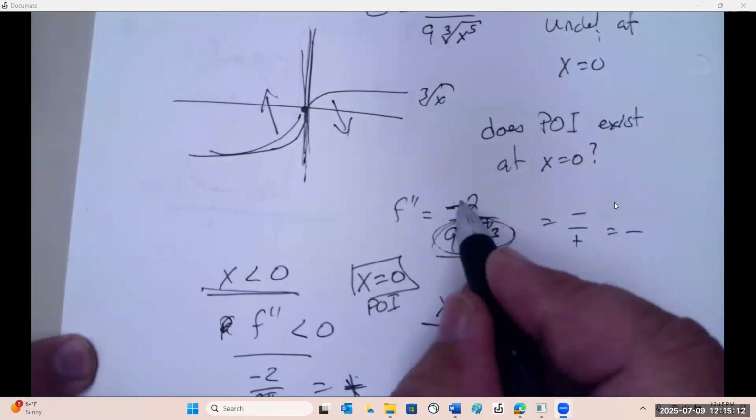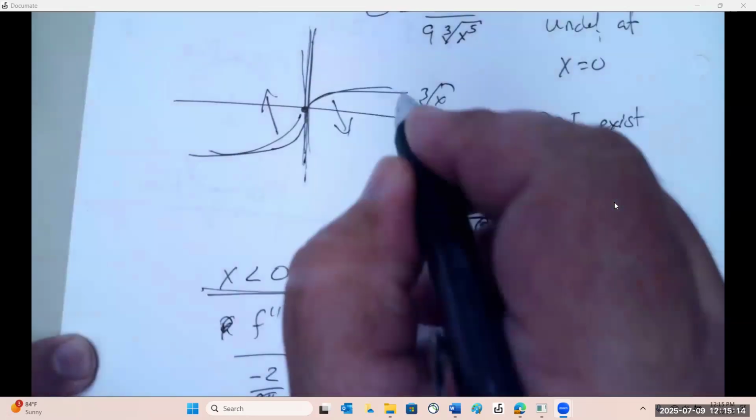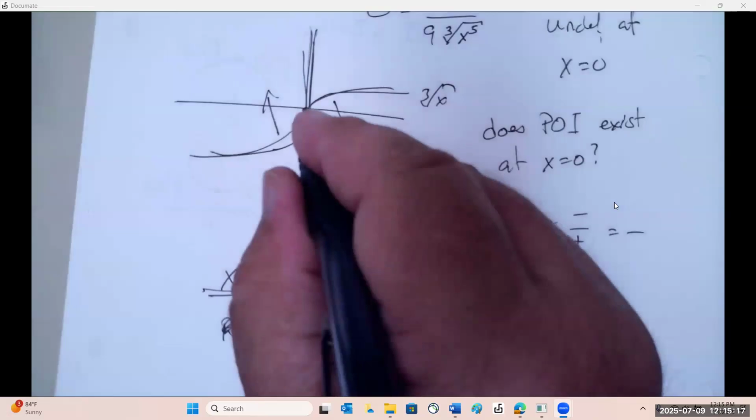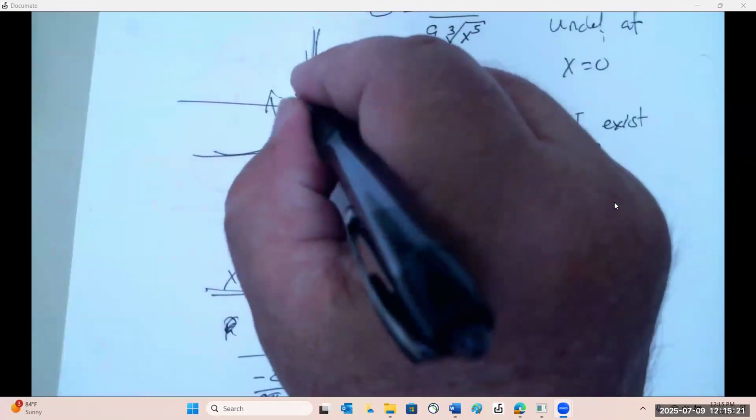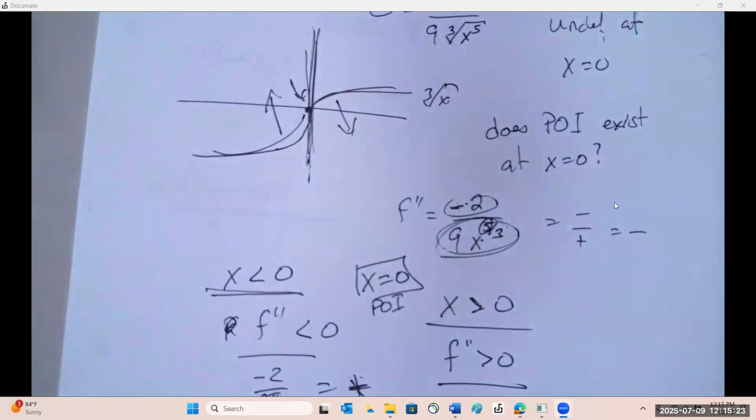When x is positive, the top is negative, bottom is positive, it's concave down. So because of the opposite concavities, there has to be a point of inflection wherever they intersect. That's at x equals 0.